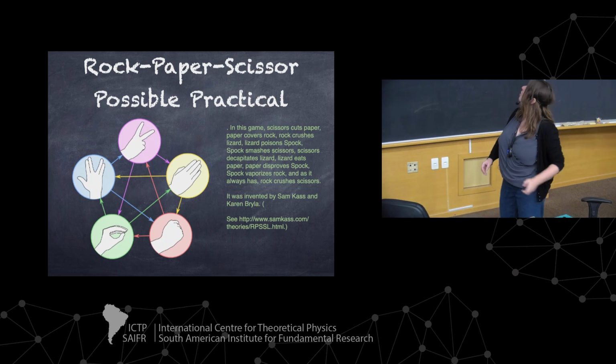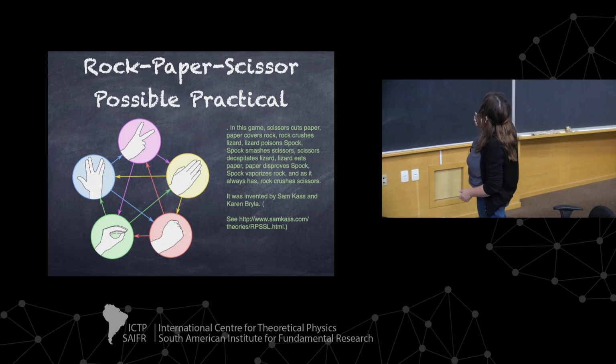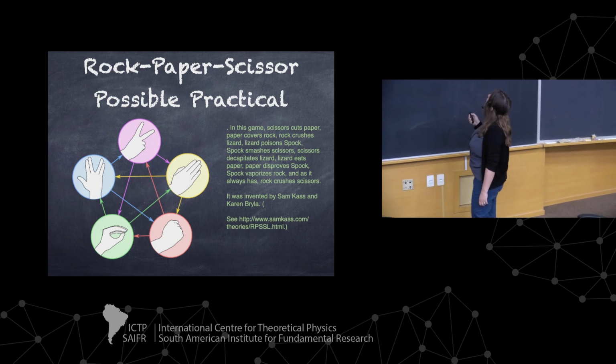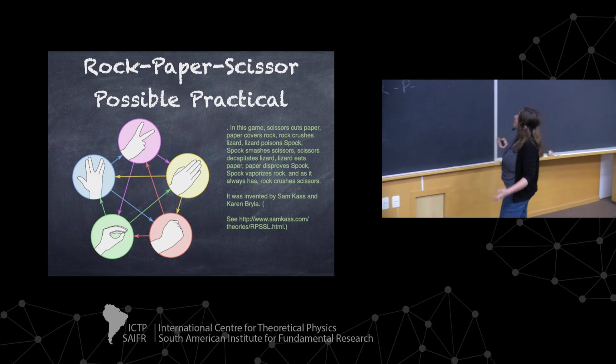So, scissors cuts paper, paper covers rock. Rock crushes lizard, lizard poisons Spock, Spock smashes scissors, scissors decapitates lizard, lizard eats paper, paper disproves Spock, which is really funny. Spock vaporizes rock, and as it always has, rock crushes scissors.